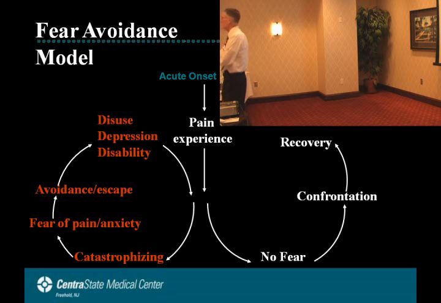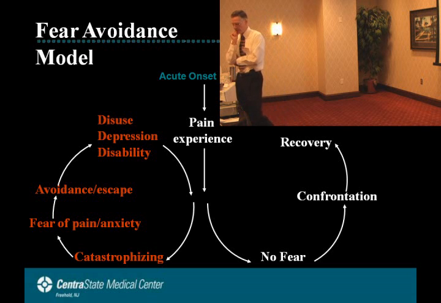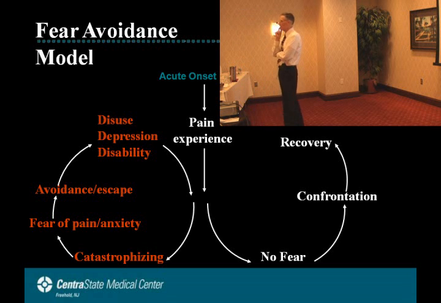So the patient comes in and they feel there's something seriously wrong, so they start to catastrophize. They're really worried. Anxiety levels are very high. If this is not taken care of during the first encounter, fear of pain and anxiety increases. Over time, the cycle goes to avoidance and escape. As little as 3 months has been defined as chronicity. The 3 Ds of chronicity are disuse, depression, and disability.